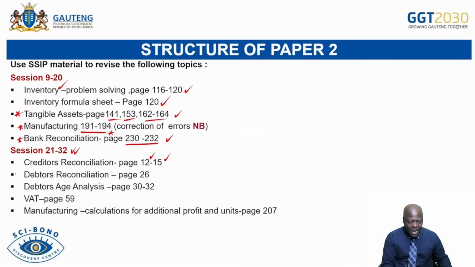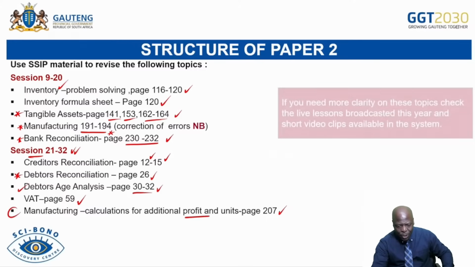And then when you look at your debtors reconciliation, remember your debtors reconciliation in the SIP material, you'll find it on page 26. And then the debtors age analysis, you'll find it from page 30 to 32. And then VAT is on page 59. Then lastly, your cost accounting calculations, especially for additional profit. I think I've seen questions like that where you must do calculations for additional profit. You'll find that on page 207. So these are pages that you need to focus on as you will be doing your revision.